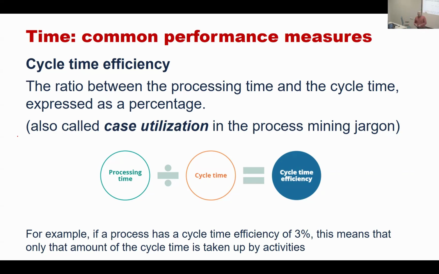Therefore, the time that the case takes, the cycle time, will typically be longer than the time that we are working on it, the processing time, and therefore the cycle time efficiency will be not 100%, but maybe 10%, 20%. 10% is actually considered to be already pretty good, but of course, companies will strive to have higher cycle time efficiencies, particularly for their customer-facing processes.